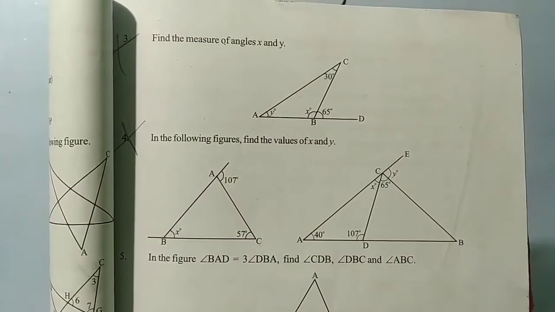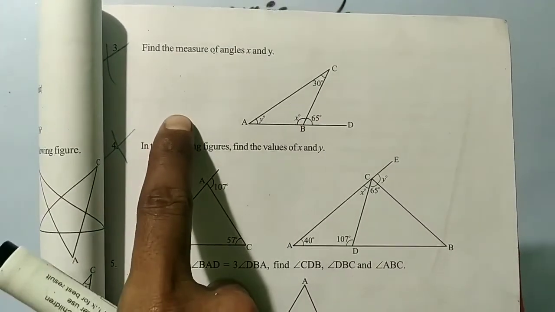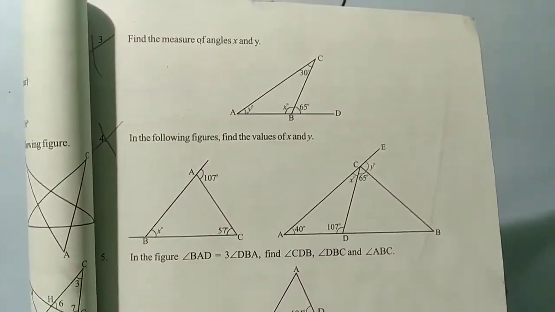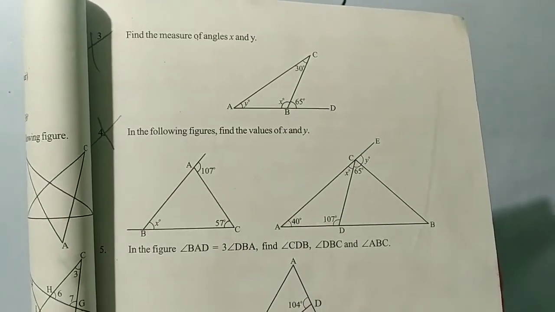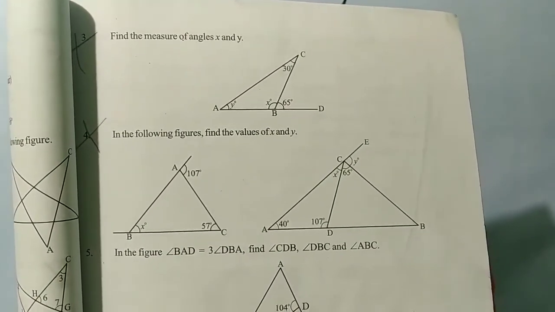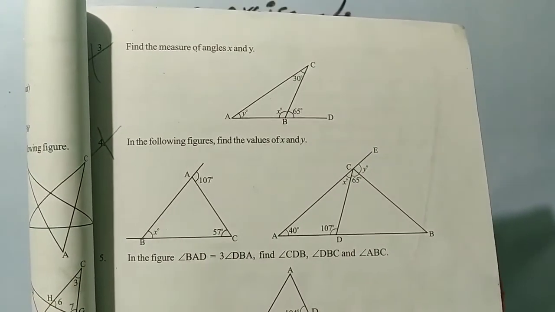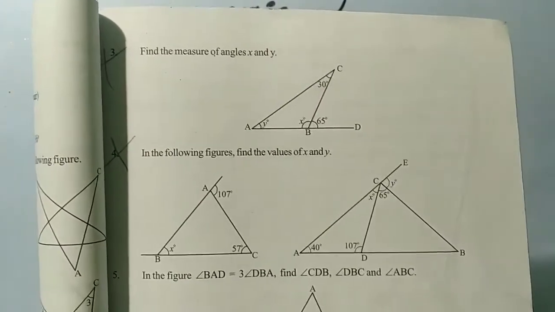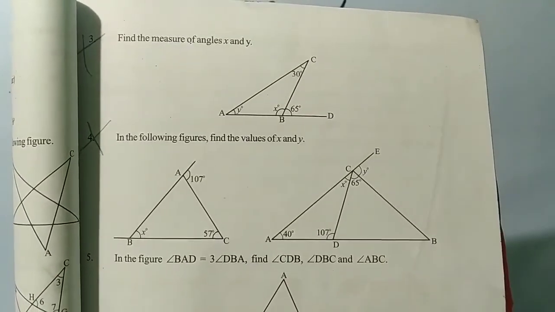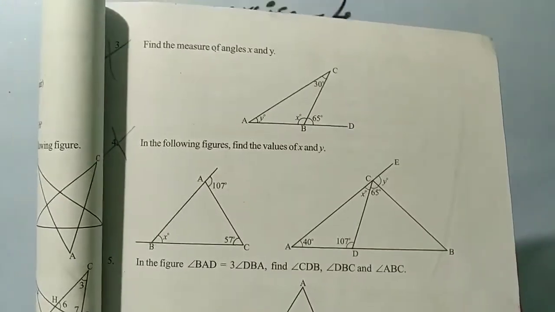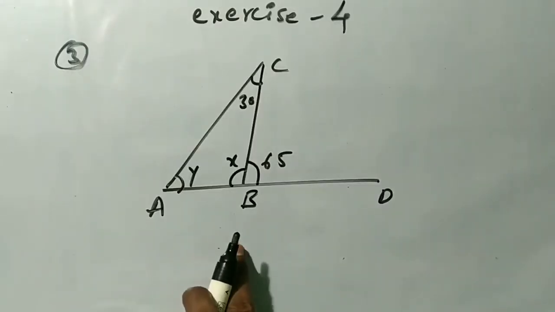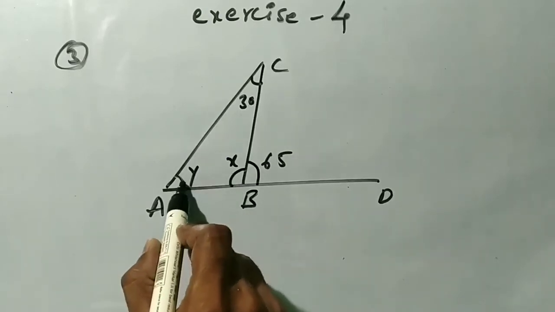Exercise 4, triangles and properties. Third question from exercise 4. We have completed the first and second bits, which are easy. The third one and fourth one are also easy, though I want to explain. You can do it by pausing the video. This is the third one from the fourth exercise. We have to find the angles x and y.